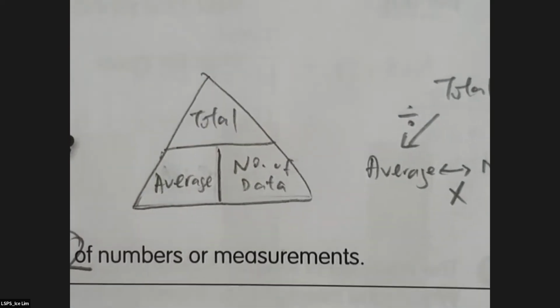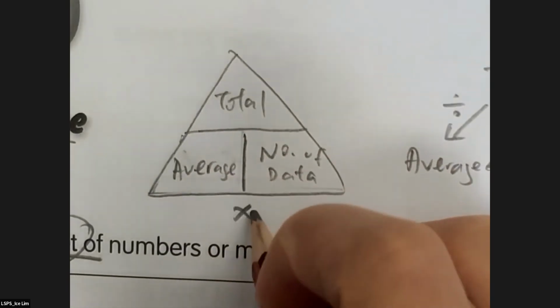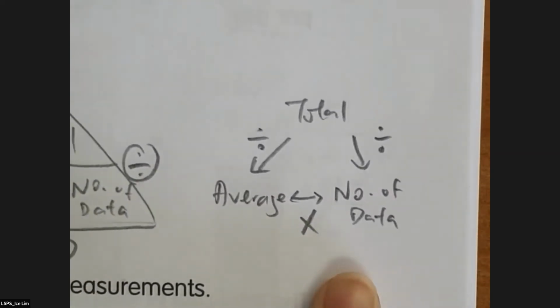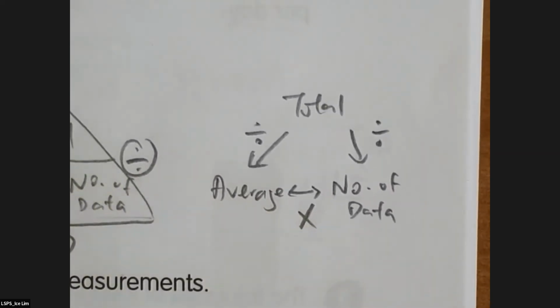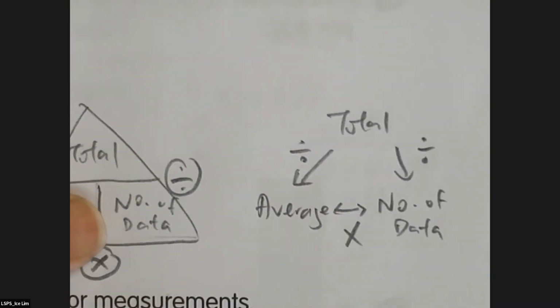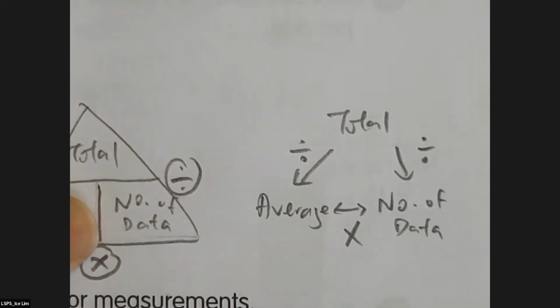Can you see what I'm doing? If you look here, this triangle: this is multiplication, this is division, and this is division, just like the number board here. So I want to find the average. I use total divided by number of data. That's why I wrote it like a fraction, where the fraction bar I use as a division identity.